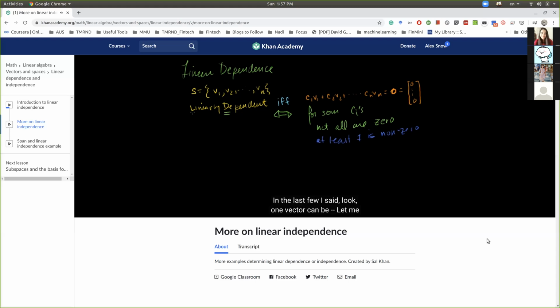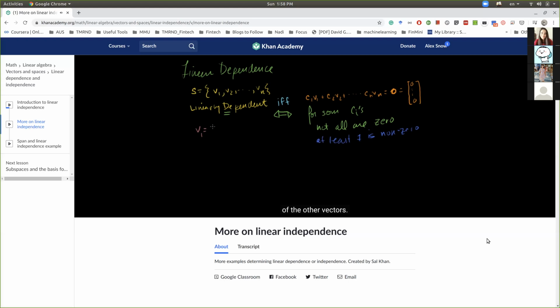So in the last video I said, look, one vector being represented by the sum of the other vectors. I can write it a little bit more mathy. In the last video, I said that linear dependence means that, let me just pick an arbitrary vector, V1. This is arbitrary. V1 could be represented by some combination of the other vectors.